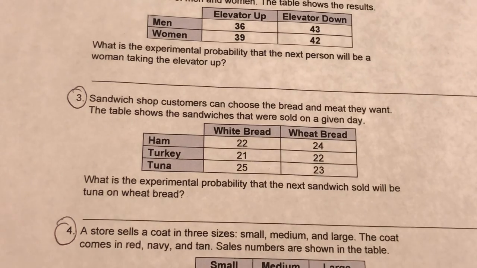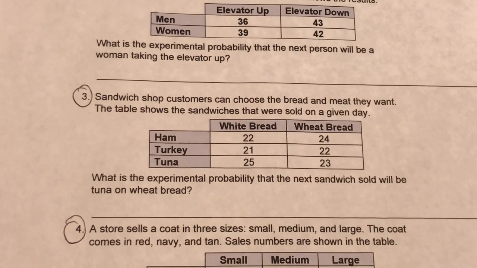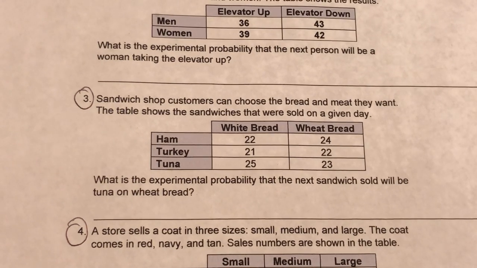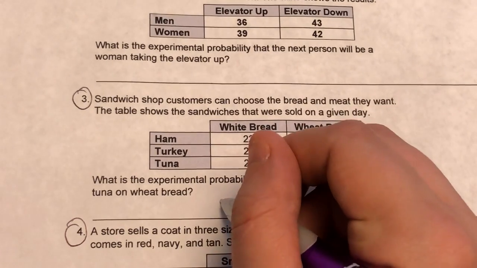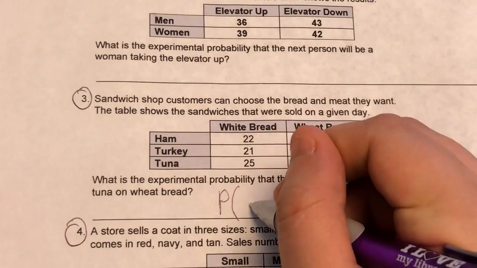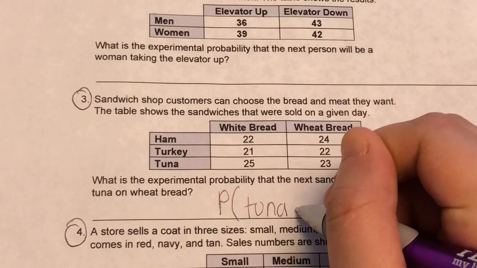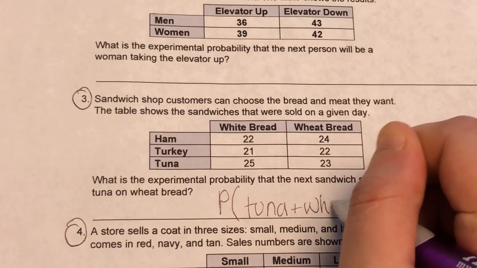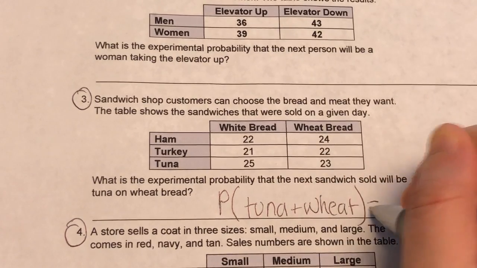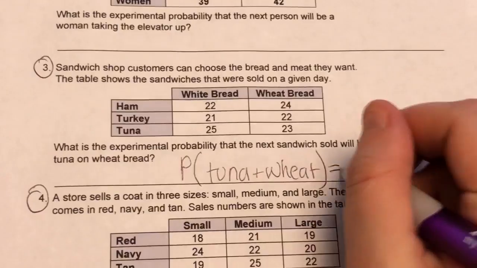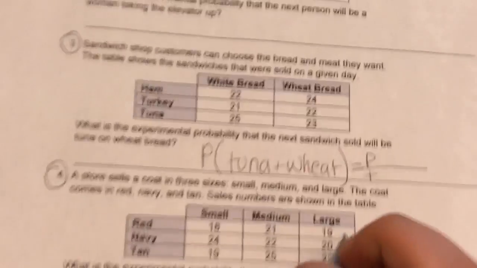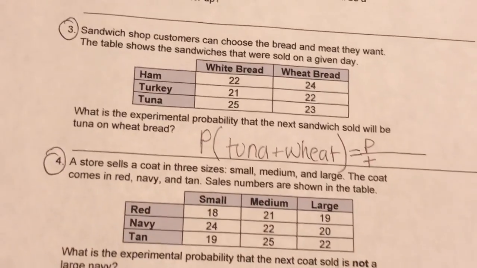Okay, so number 3, it says, sandwich shop customers can choose the bread and meat they want. The table shows the sandwiches that were sold on a given day. What is the experimental probability that the next sandwich sold will be tuna on wheat bread? So I'm going to write probability of tuna and wheat equals part over total.